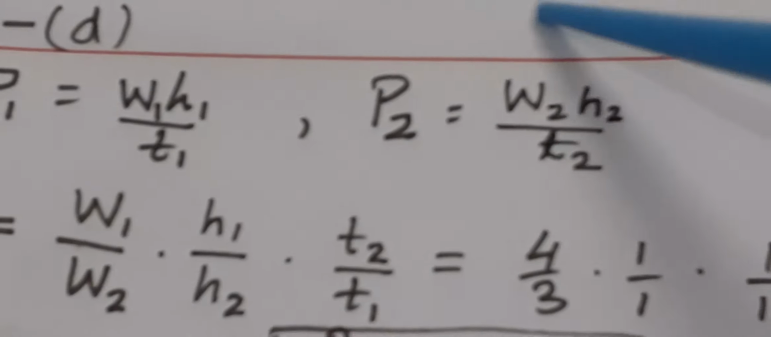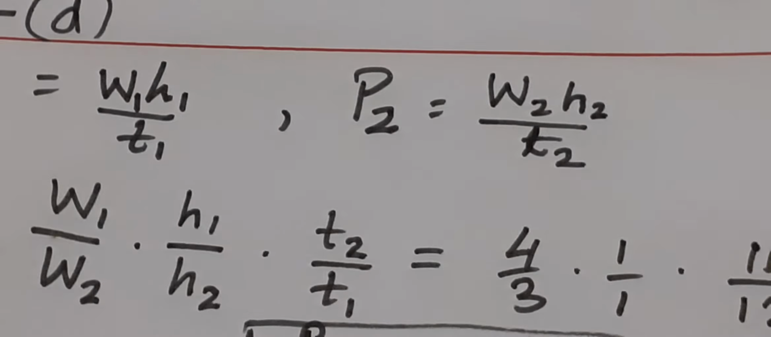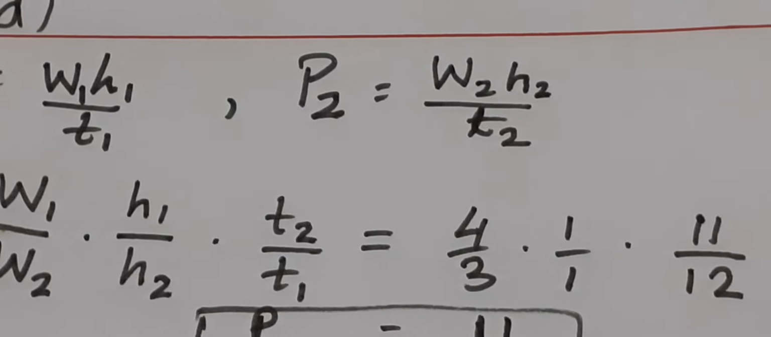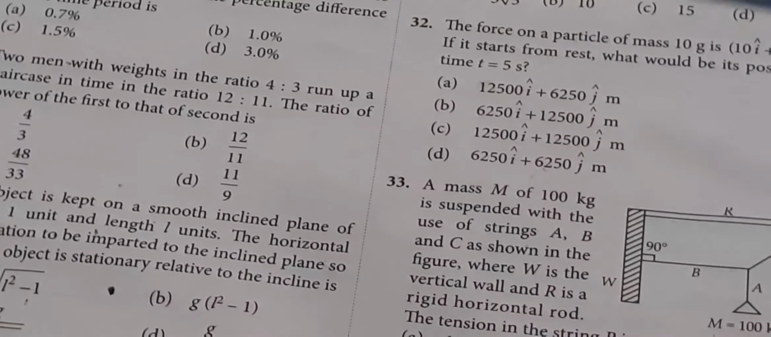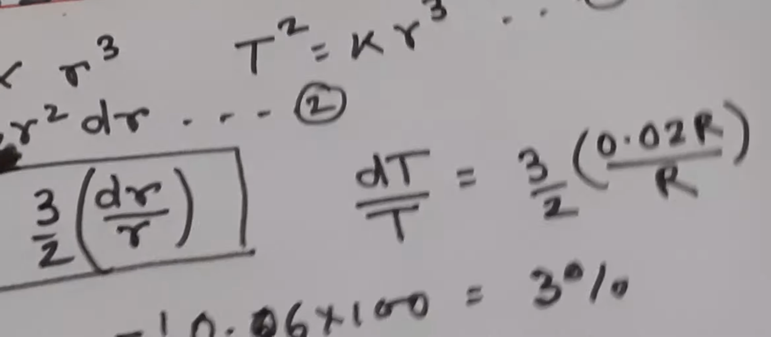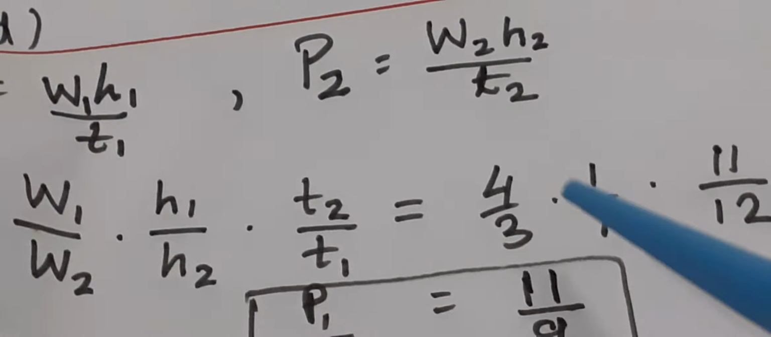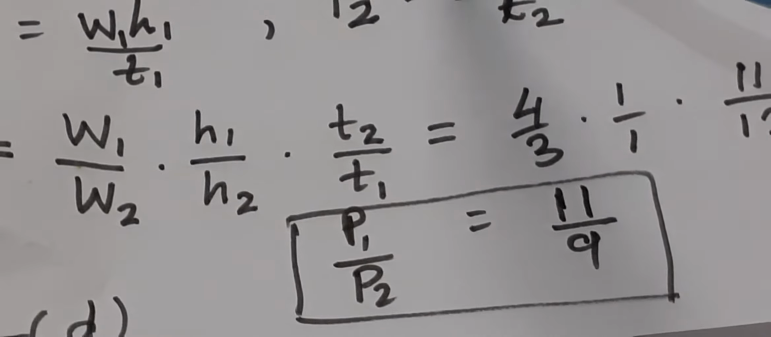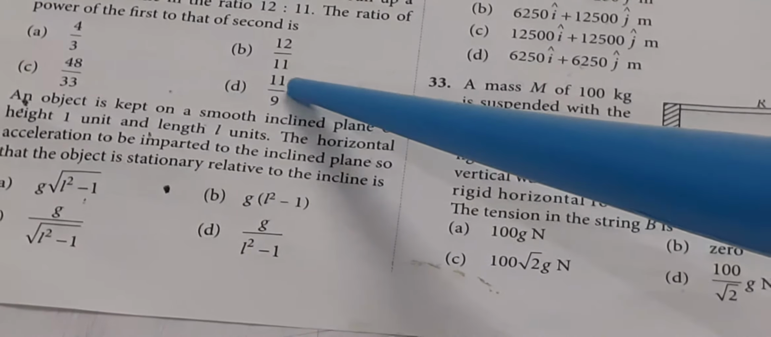Now substitute: 4 by 3 is given here, and the height is the same, H1:1. Then the time is given in the problem, that is 12 by 11. Now you have to put 11 by 12 because it is in reciprocal form. So now put in this form 11 by 12, simplify, P1 by P2 will come to 11 by 9. D will be the answer for this question. This one, 11 by 9 is the answer.